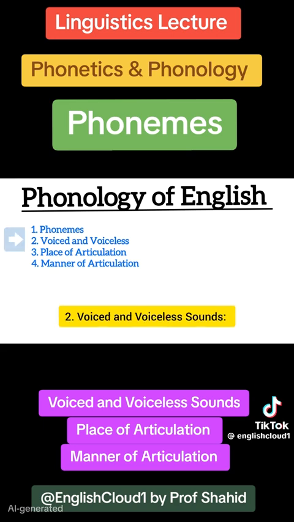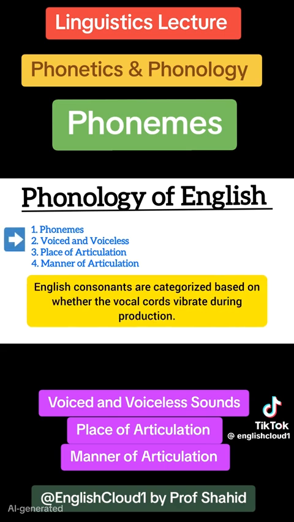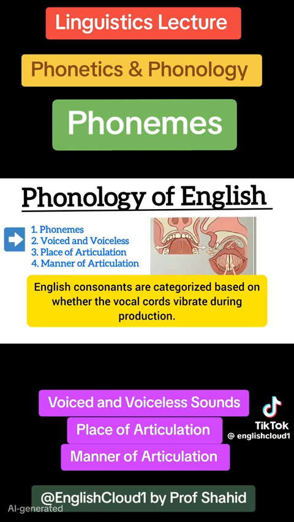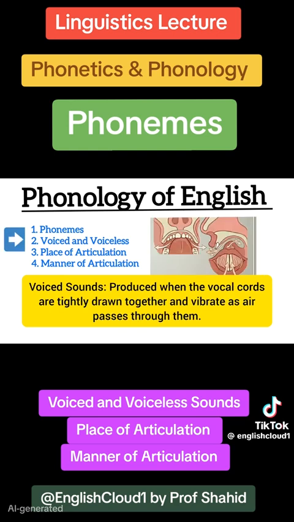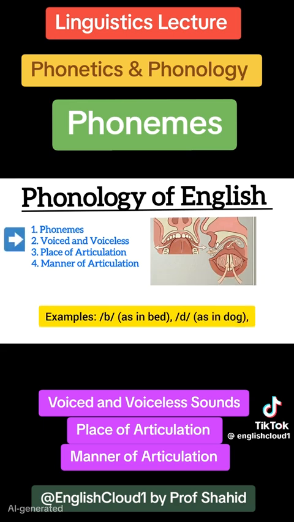2. Voiced and voiceless sounds. English consonants are categorized based on whether the vocal cords vibrate during production. Voiced sounds are produced when the vocal cords are tightly joined together and vibrate as air passes through them. Examples: B as in bed, D as in dog, G as in go, V as in vine, Z as in zoo, and M as in man. All English vowels are also inherently voiced.